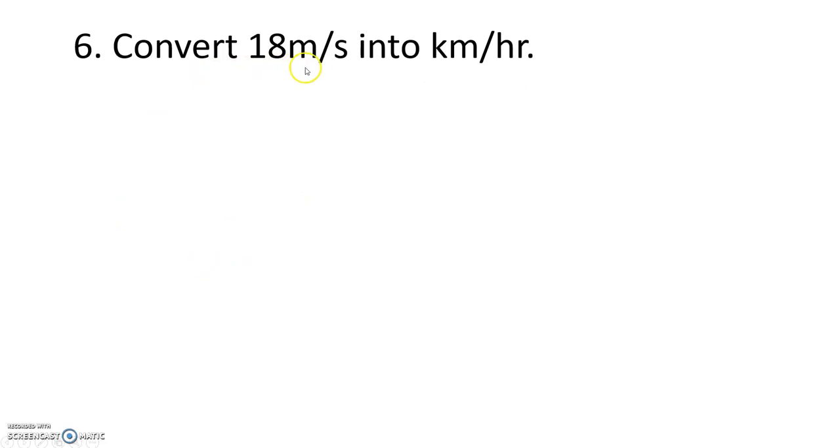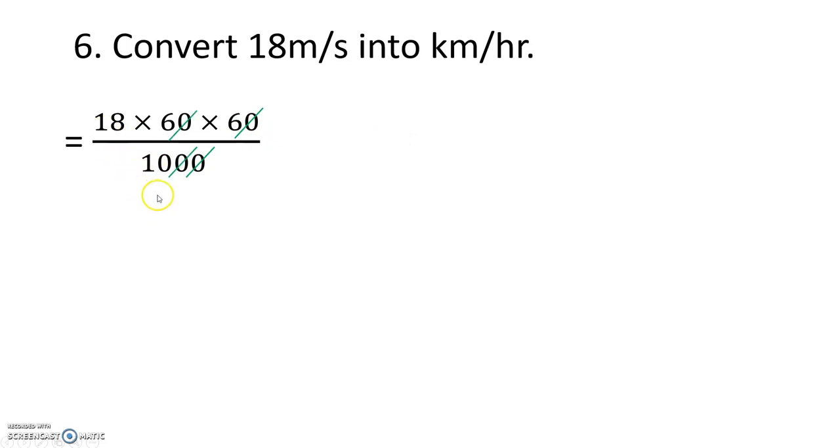Let's do the sixth sum. 18 meters per second into kilometer per hour. Again, 18 divided by 1000 multiplied by 60 into 60. So the zeros will get cancelled. Yes, the last zeros. Now 18 and 10. So 2 nines are 18, 2 fives are 10. Now 9 into 6 into 6.